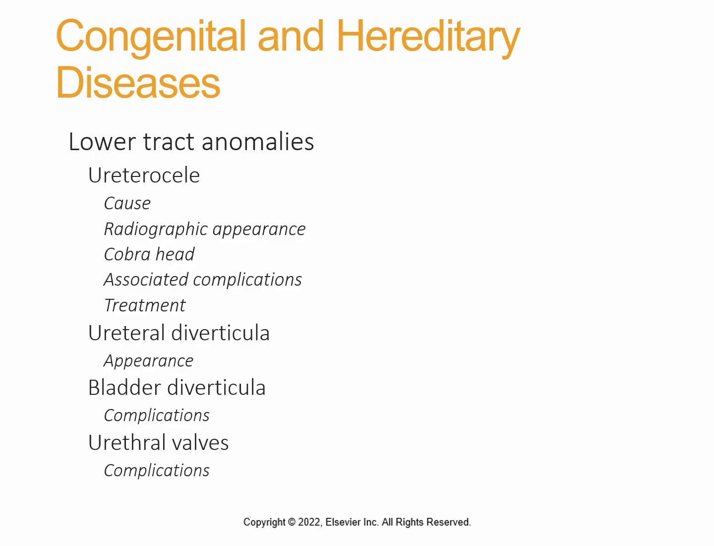Treatment involves an endoscopic or open surgical repair to allow for increased flow of urine into the bladder. More often than not, ureteroceles are a coincidental finding in adults. Ureteral diverticula represent a dilated, branched ureteric remnant. They appear like other diverticula and are best demonstrated in retrograde urography.